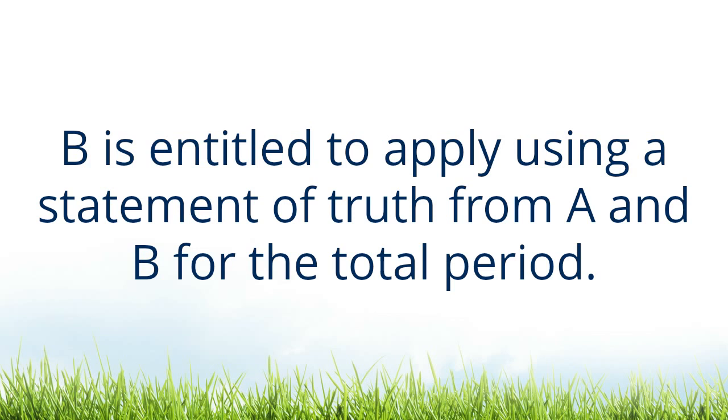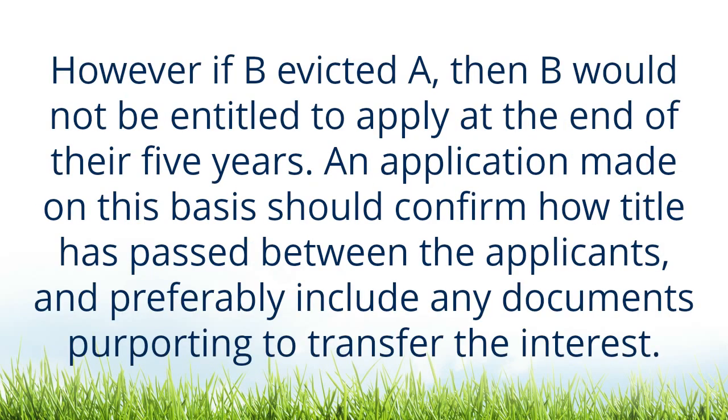Now can you see how you can make some money here, my friends? However, if B evicted A, then B would not be entitled to apply at the end of their 5 years. An application made on this basis should confirm how title has passed between the applicants and preferably include any documents purporting to transfer the interest.